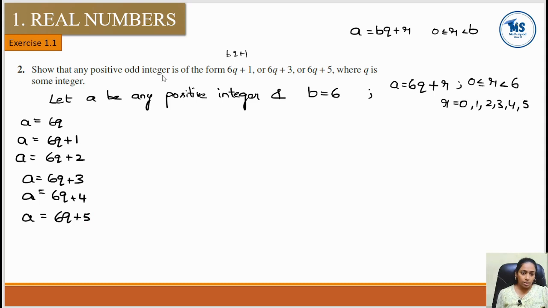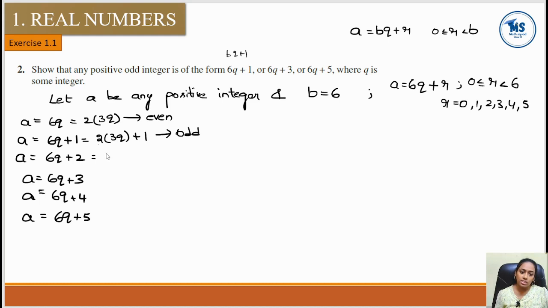We need to show that any positive odd integer is in the form of 6q plus 1, 6q plus 3 and 6q plus 5. So here, if you take 2 in common, you can write 6q as 2 into 3q. It is in the form of 2 into something, which will become even. And the second one is in the form of 6q plus 1. I'll write it as 2 into 3q plus 1. Since this is even plus 1, it will always be an odd number. So if a is in the form of 6q plus 1, it will be an odd integer.